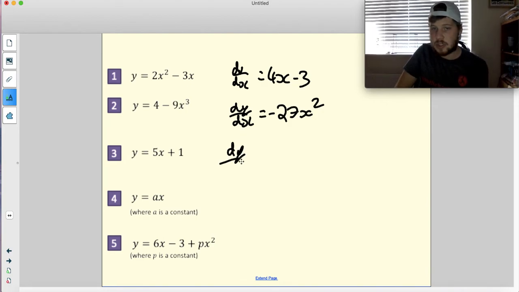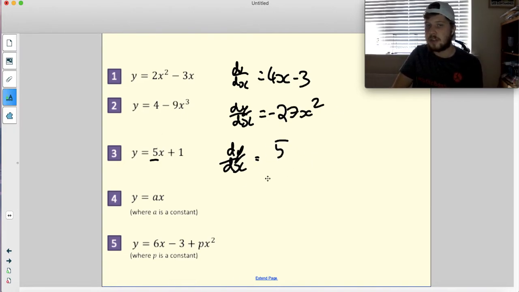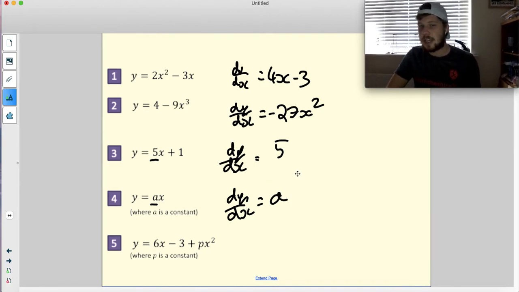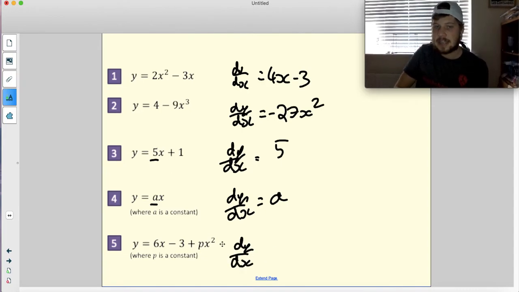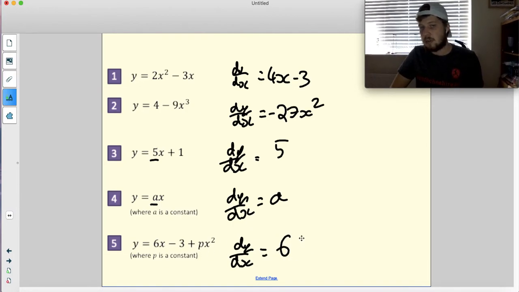For the next one, it's just a straight line. We should know the gradient is just the coefficient of x, and if we follow our same rule, we would also know it would be the coefficient of x, just 5. Likewise, for this one, it's just a straight line with the coefficient a as the gradient, so therefore our gradient must be a. But again, if we did the same rule, we would see that we are correct. And lastly, for question 5, dy by dx is going to be equal to 6. Then this subtract 3 goes to 0, plus px squared, so it's going to be plus 2px.